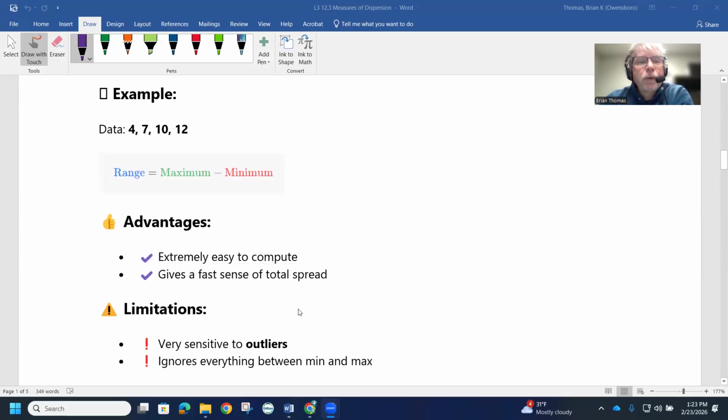So if I gave you an example of 4, 7, 10, and 12, how spread out are the numbers? What I can do is subtract the smaller number from the maximum number. 12 minus 4 would give us a range of 7. If I did that right, nope, actually 8, isn't it? 8 plus 4 is 12. There we go. So 12 minus 4 would actually be 8. So that tells me the range.